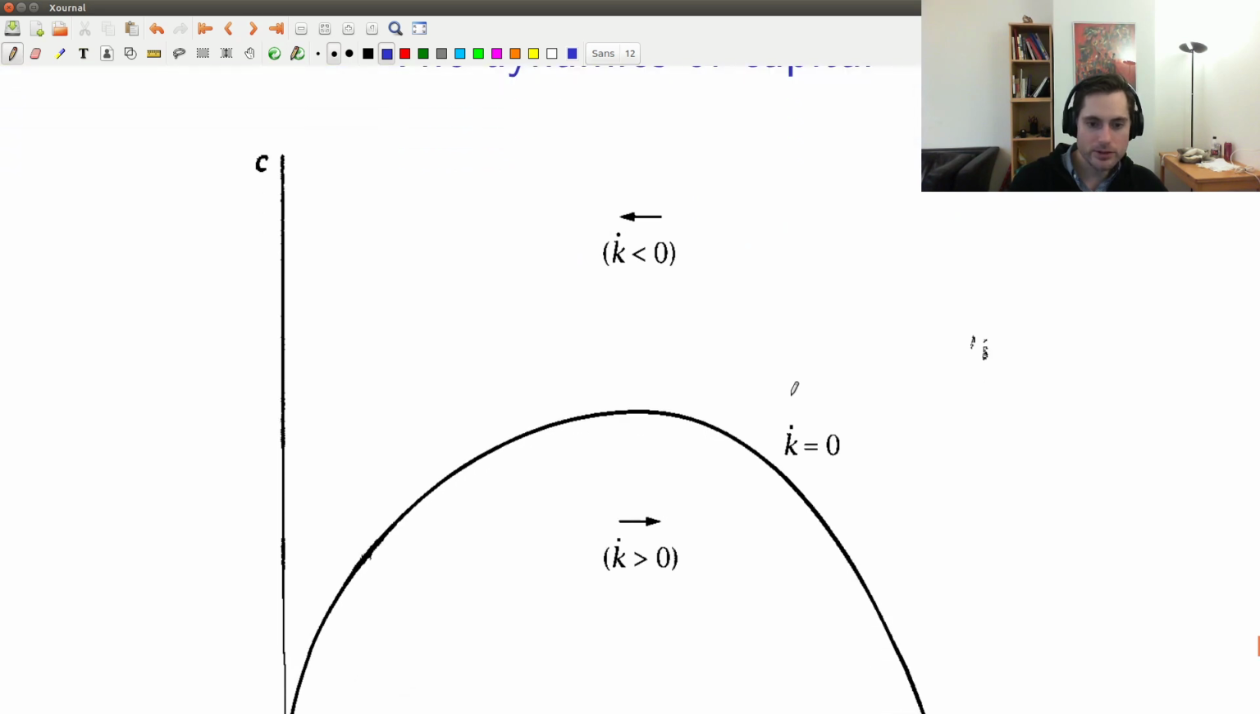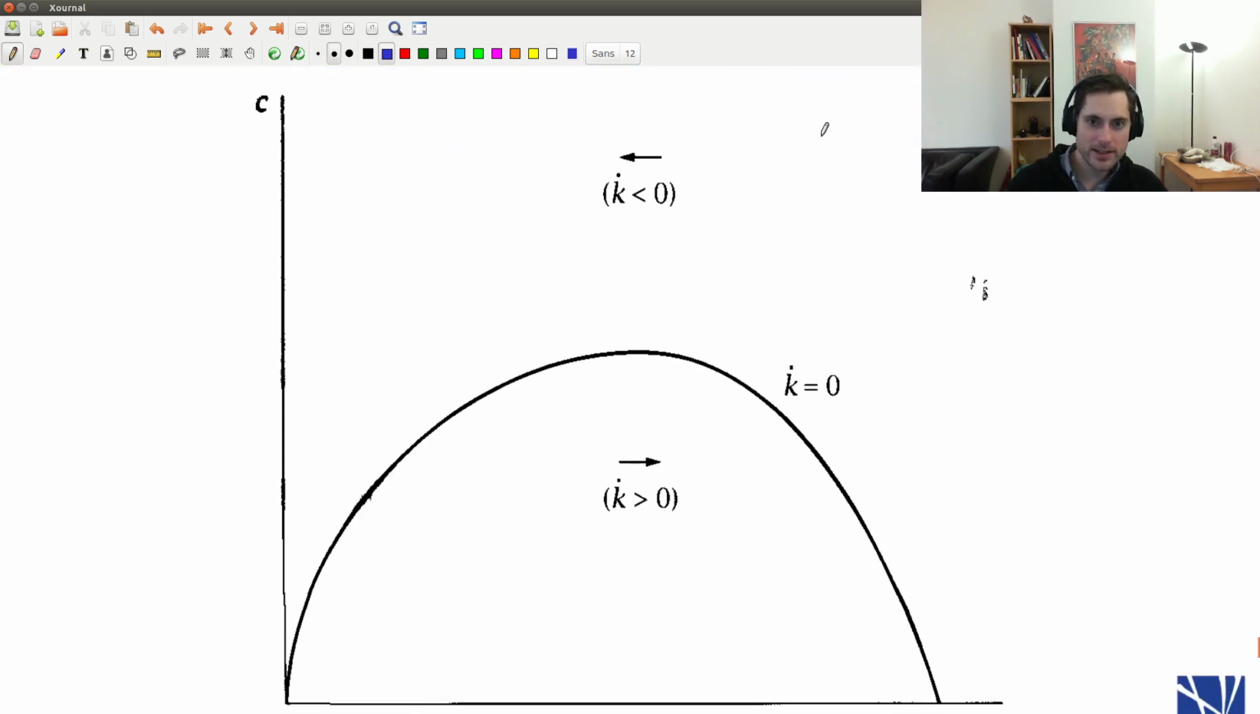Again, hard to see if you don't rewrite it, so I'm going to rewrite it here so we can look at it at the same time. k dot is equal to f of k minus consumption minus n plus g times little k.